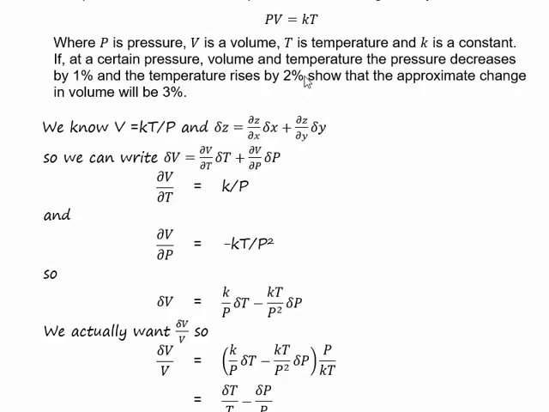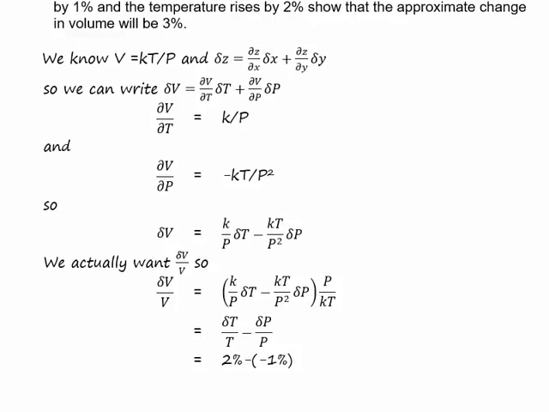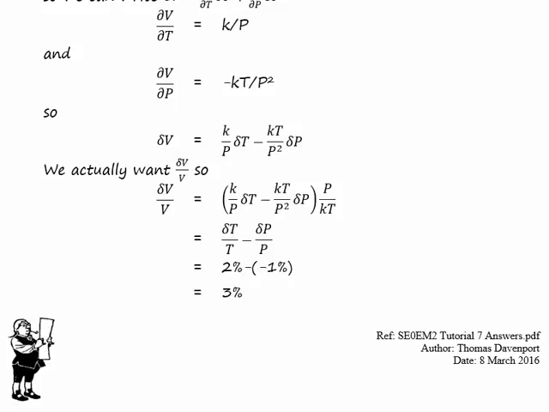Now the temperature rises by 2%, so that's going to be plus 2%, and the pressure is going to decrease by 1%. So that means I'm going to have plus 2% minus 1%. So the net result of that is going to be plus 3%.